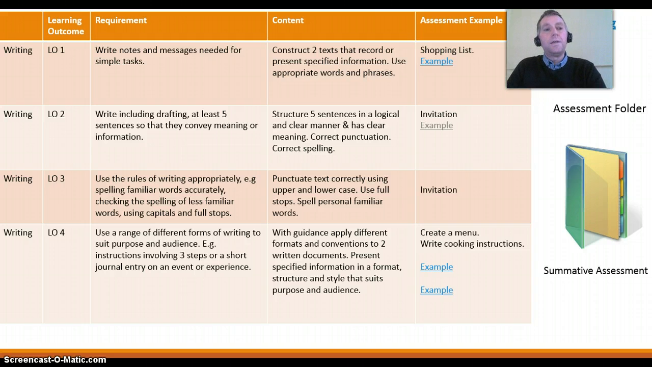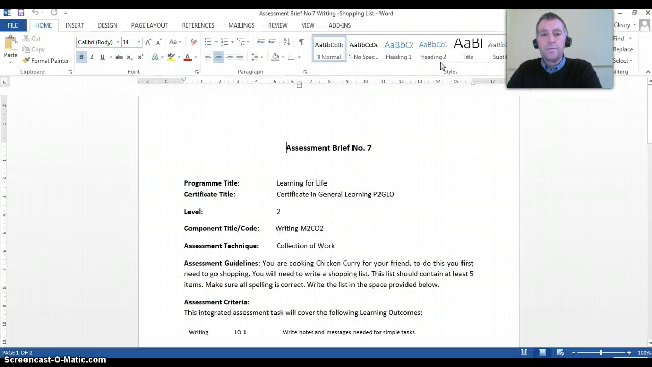So, to cover learning outcome 1, write notes and messages needed for a simple task, I've chosen for this preparing a meal activity to create an assessment task which involves writing a shopping list. We'll have a look at that now. This is an example brief. Program title, certificate title, and our certificate is a certificate in general learning. The program is Learning for Life. It's level 2, and the component title is writing. Assessment technique is collection of work.